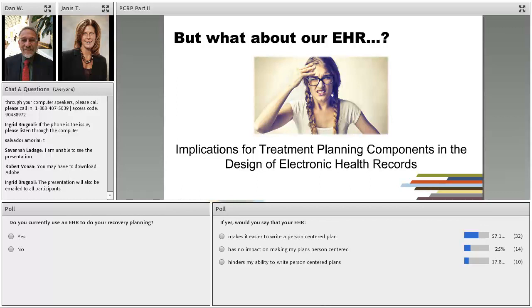Okay, so it's looking like the results are, for the most part, people are feeling their EHR is actually helpful in helping them do their plans, with almost 60%. And then the others are somewhere between neutral and finding it problematic. So what I want to do is talk about what I think are the key principles that need to be built into the EHR, which is a lot of what Janis just talked about, but how that might look in an electronic format, and then show you some samples.